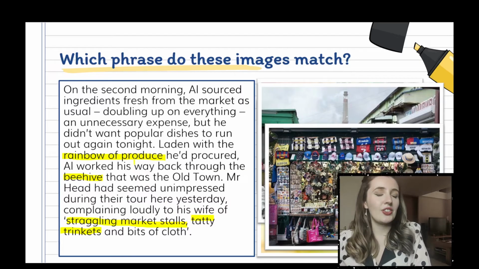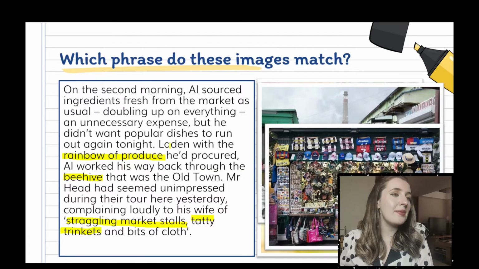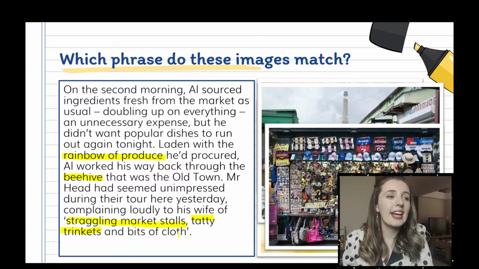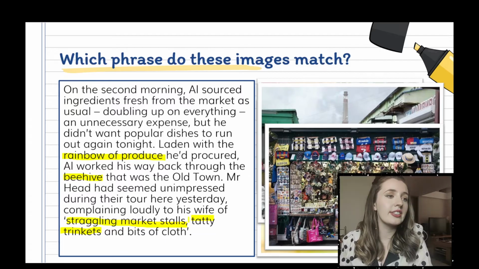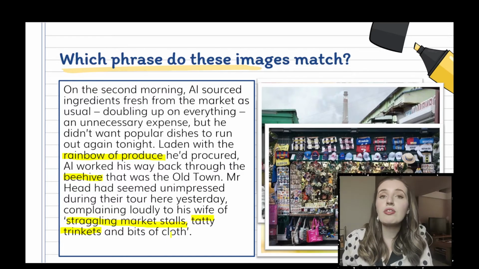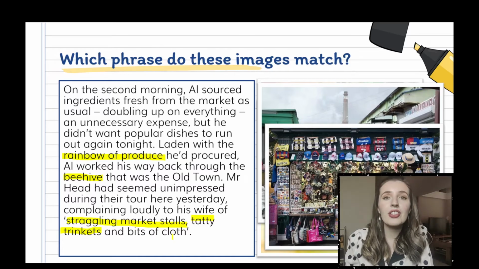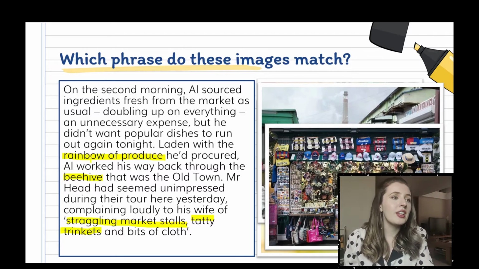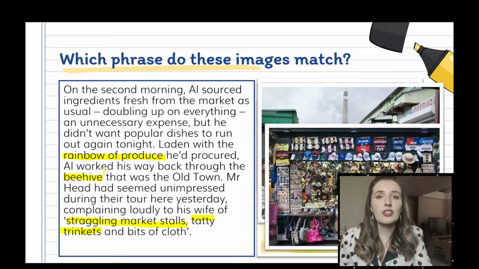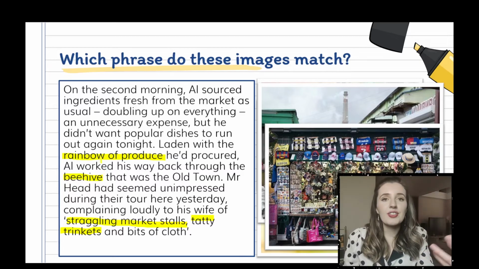So we've got this contrast, I would say, of the imagery that we would use to describe the old town according to Al and probably Maria Rose Head versus the quote of what Mr. Head is saying. So Mr. Head is saying that the town has got straggling market stalls, tatty trinkets and bits of cloth. He's being quite rude and dismissive and harsh about the town, whereas we can see maybe the reality is more like it's very natural, it's very beautiful, it's unpretentious, it's very rustic, but not in a self-conscious way. So you've got that contrast of the different ideas here.